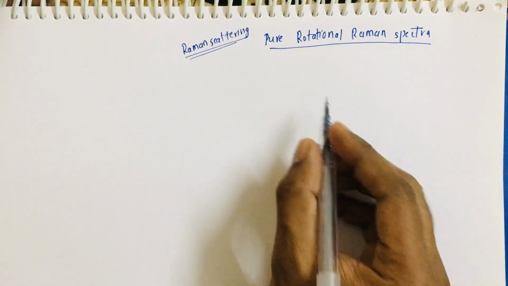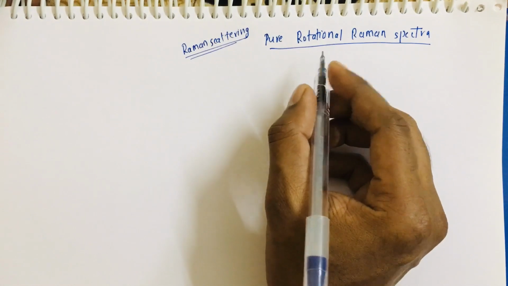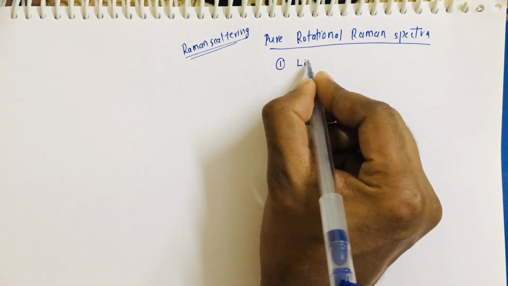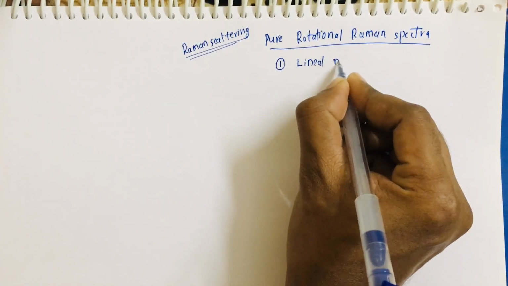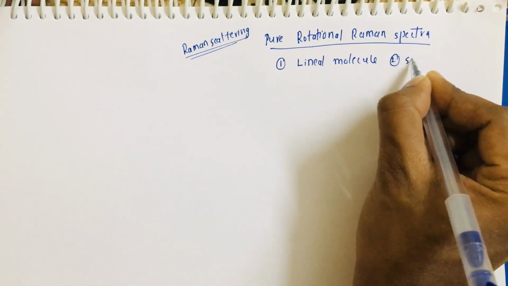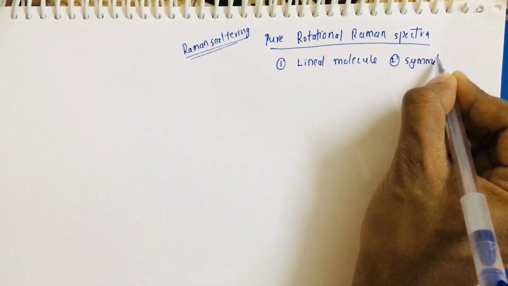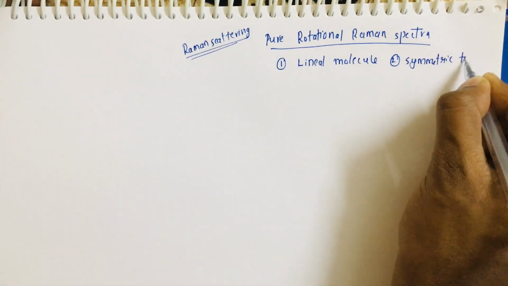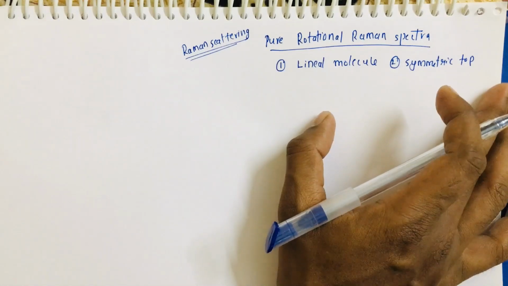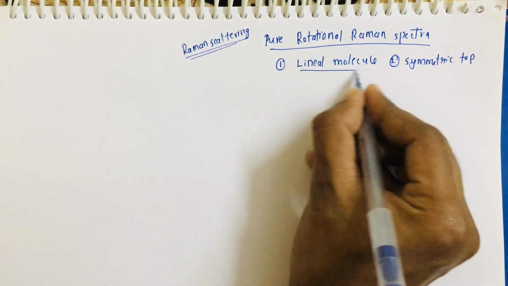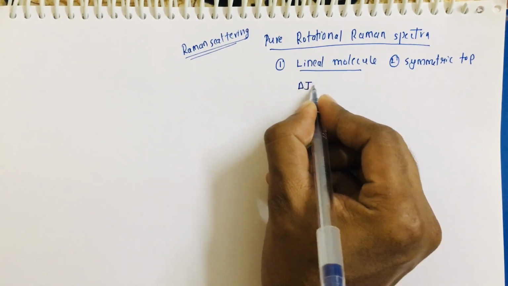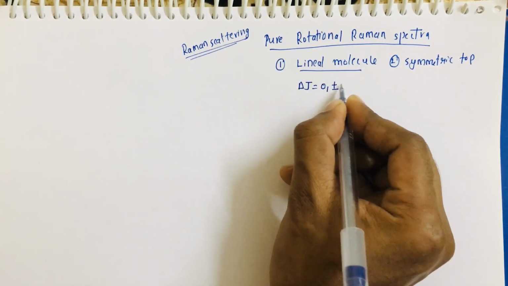For pure rotational spectroscopy, we have two separate cases: linear molecules and symmetric top molecules. We will discuss these two today, and we'll solve some problems on this also. First we'll go for the linear molecules. The selection rule for a linear molecule is delta J equals 0 and plus or minus 2.